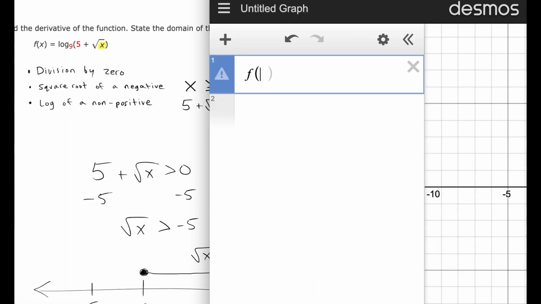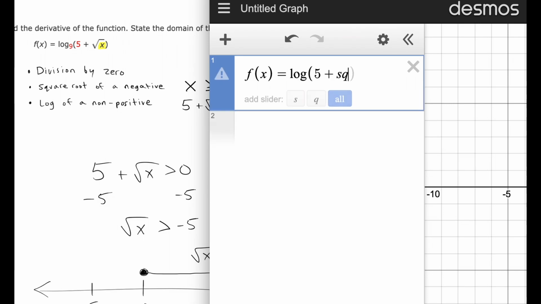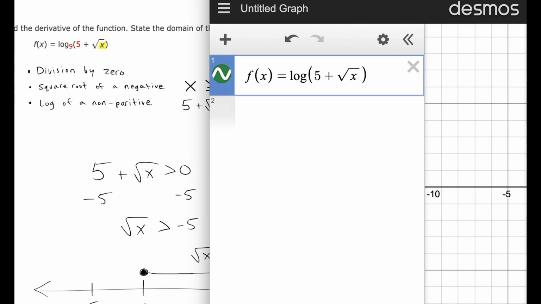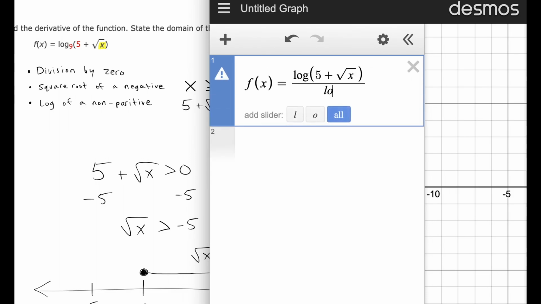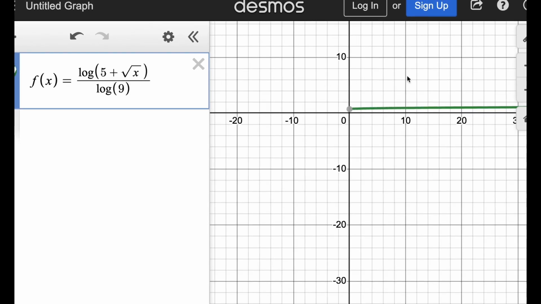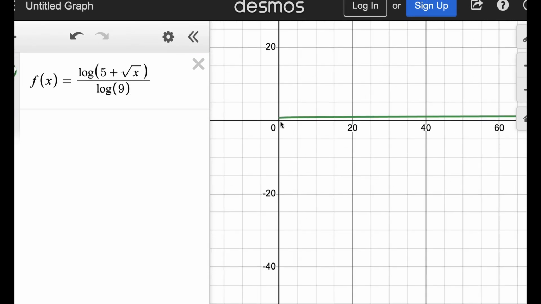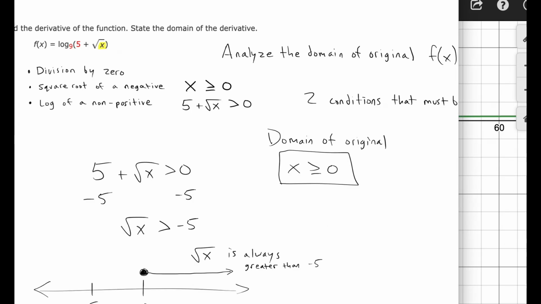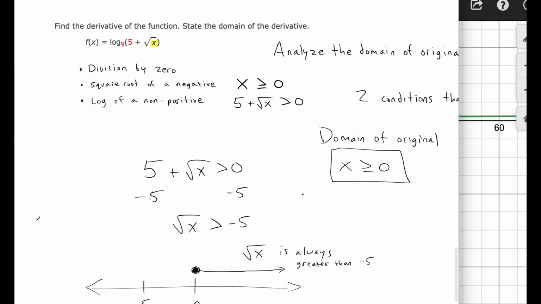Just to check, I can't probably type in log base 9. I could do log of 5 plus square root x, and then I'll have to use the change of base formula here. So log base 10 over log 9, that should do it. Yes, as we can see, it's only defined on 0 to infinity. All right, so that settles that question.